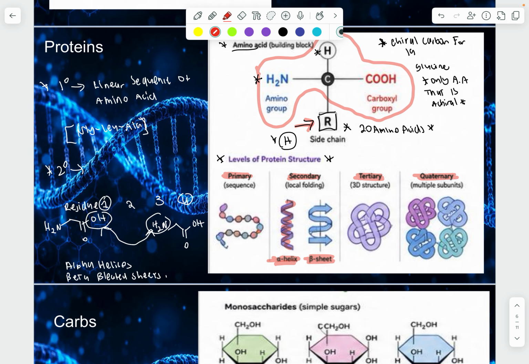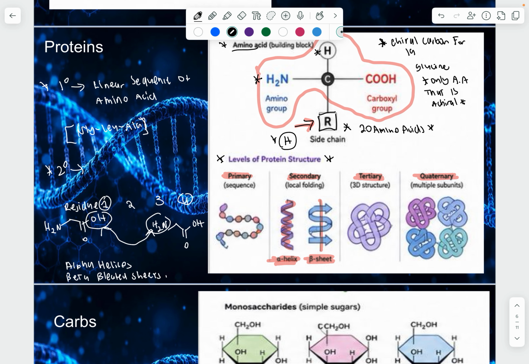Your beta pleated sheet is different, and just know that the reason it develops a different shape is because the bonding is different, and that leads to the folding. So depending on how the bond is between two atoms in your linear structure is what's going to lead to the folding. So the type of bond leads to the type of fold.